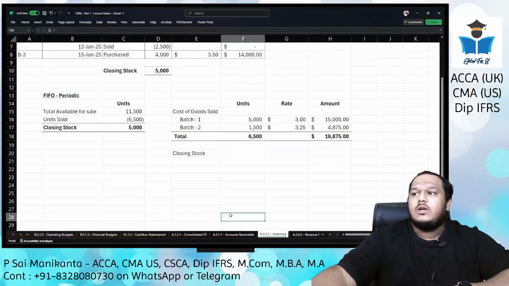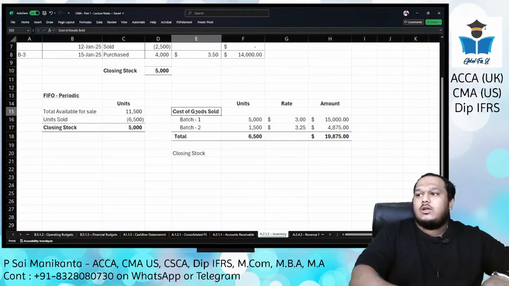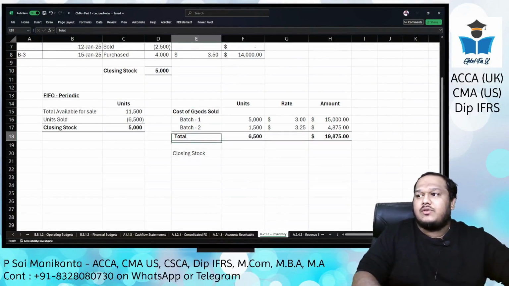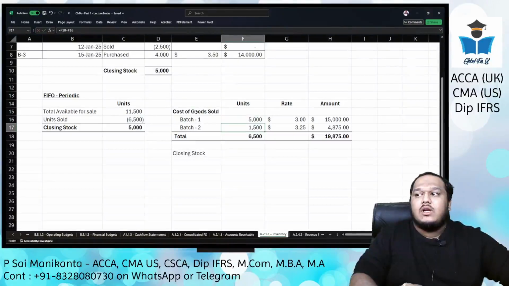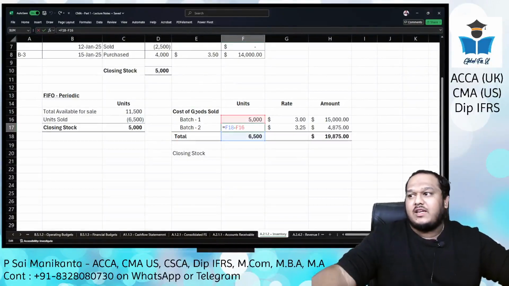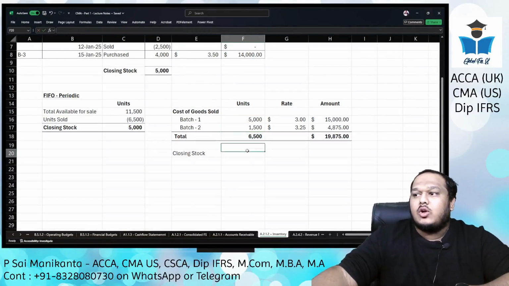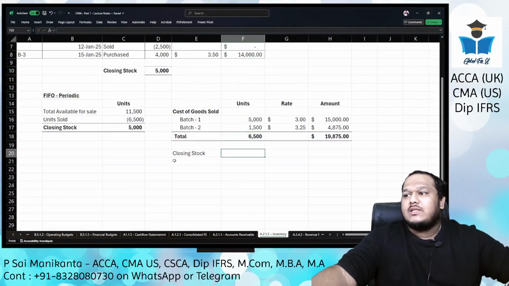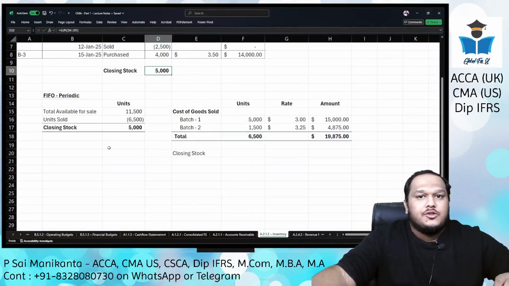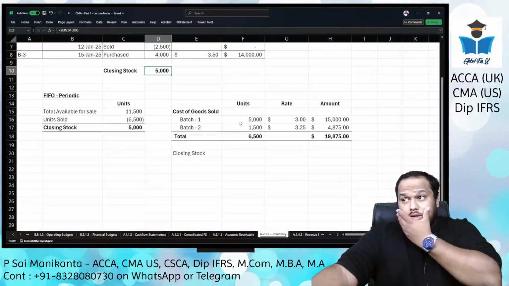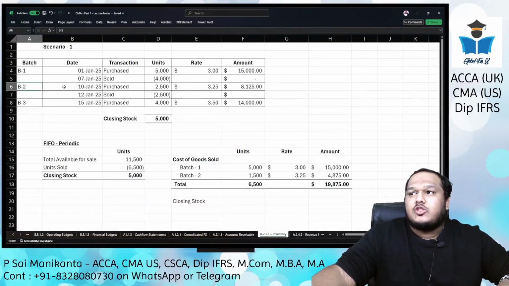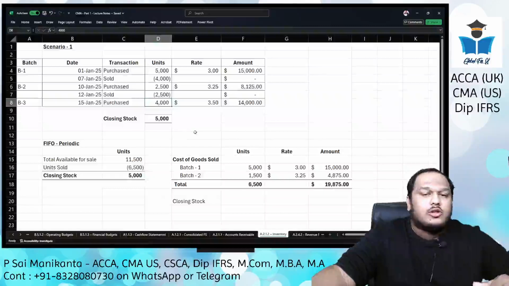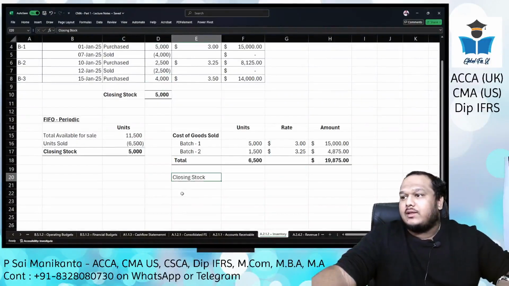This is for cost of goods sold. So total 6,500 units we have taken. First batch 5,000, and whatever is remaining is taken from the second batch. Okay. Next, closing stock. How many units are there in closing stock? 5,000 units are there in closing stock. So now, out of this, batch 2's 1,500 is sold. So 1,000 is there in batch 2, and 4,000 is there from batch 3.